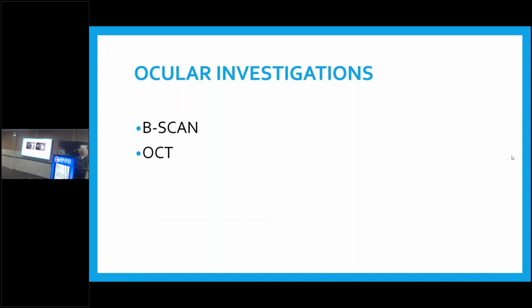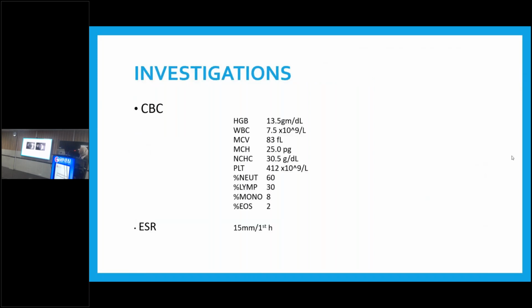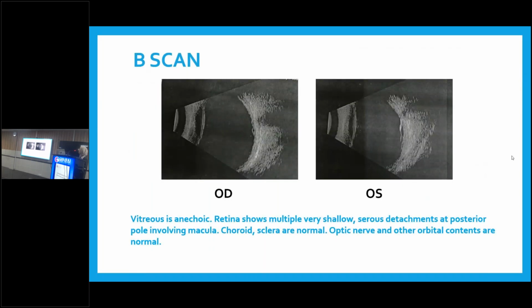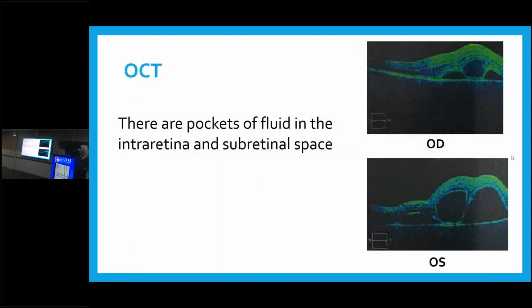On her B scan of both eyes, the vitreous is anechoic and the retina shows multiple very shallow serous detachments at posterior pole involving the macula. Choroid and sclera are normal. Optic nerve and other orbital contents are also normal. As you can see in the optical coherence tomography of this patient of the right as well as the left eye, there is disruption of the retinal pigment epithelium in both the sides, while there are pockets of fluid in the intraretinal and subretinal space.